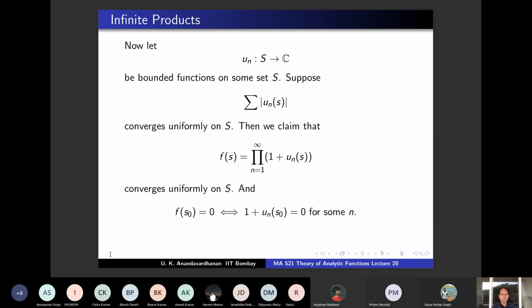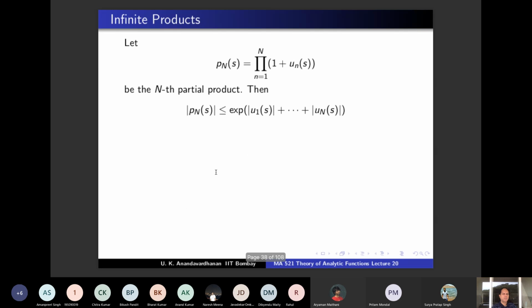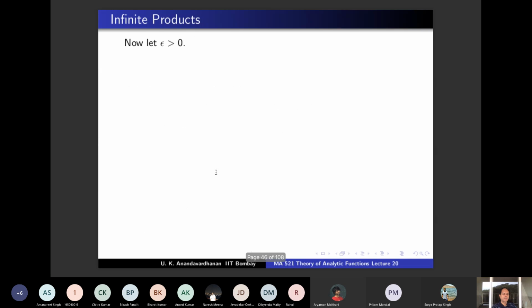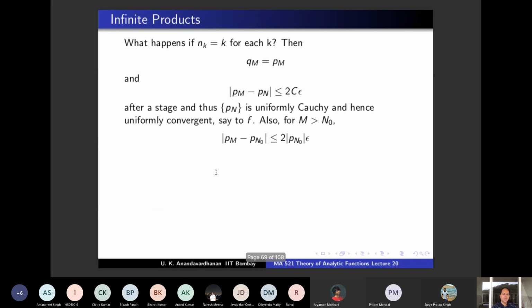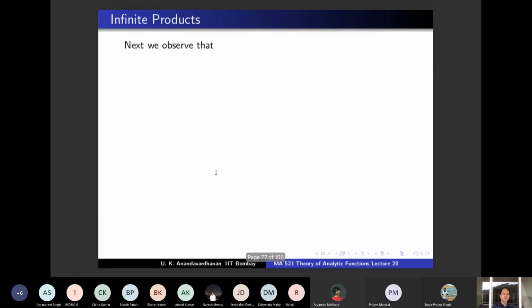So this part is absolutely clear, right? Under the condition that summation mod Un is uniformly convergent, you've got that this product converges uniformly, and you can analyze the zeros. This is what you would like to have. The most obvious thing is true. We have rigorously proved that. So we've done this, and we are going to use this to get a complex analysis result.